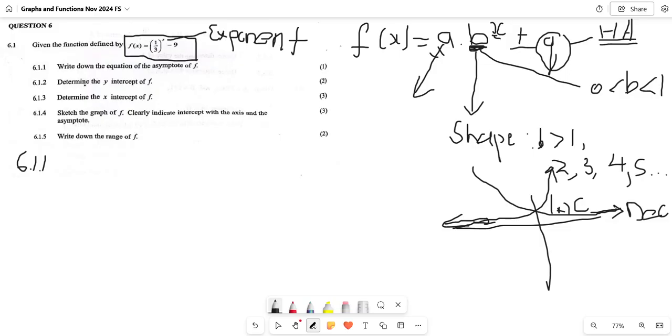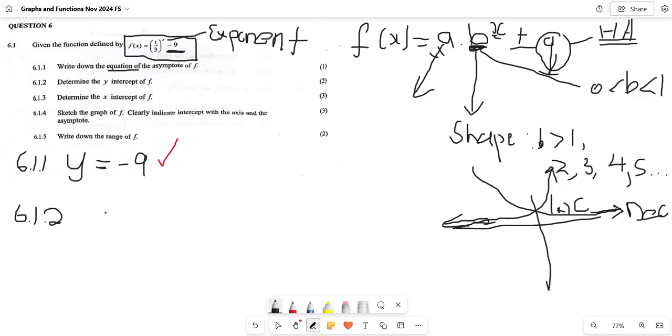Since they are seeking the equation, the equation will start with y. Why are we starting with the y? Because this horizontal asymptote lies on the y-axis. That's why we start with y equals. Now we see here we have this value which represents the q, and we know that this value is our horizontal asymptote. Then the equation will be y is equal to -9. Mark allocation 1 mark in this regard. Easy peasy.